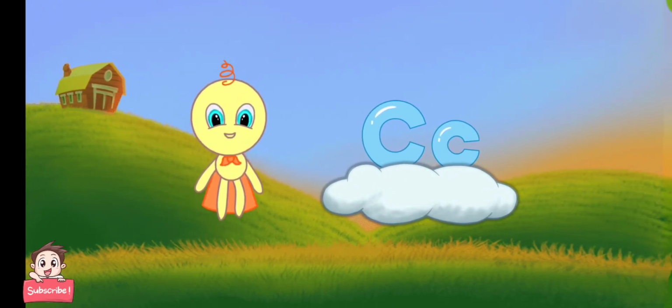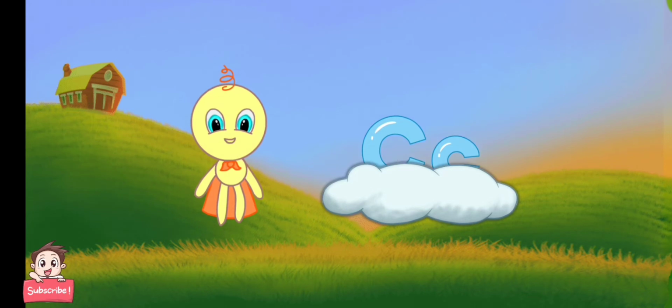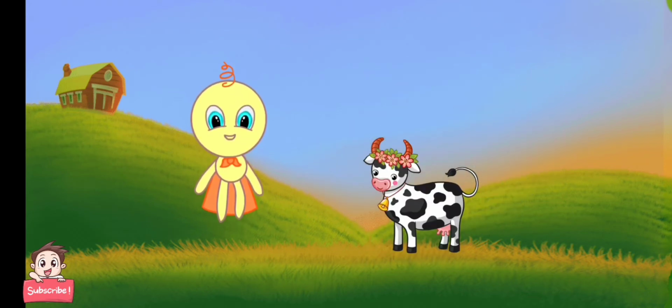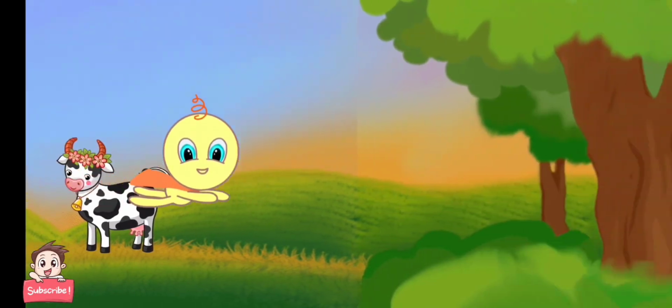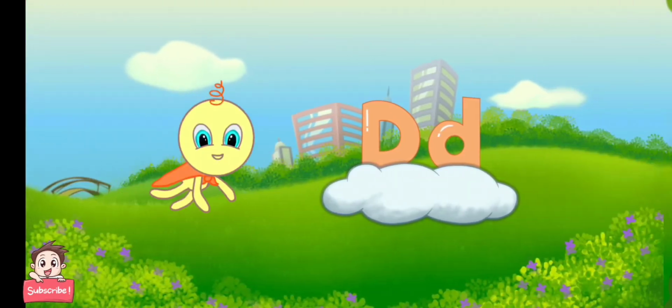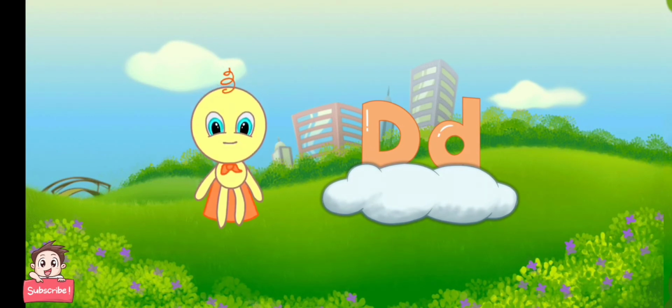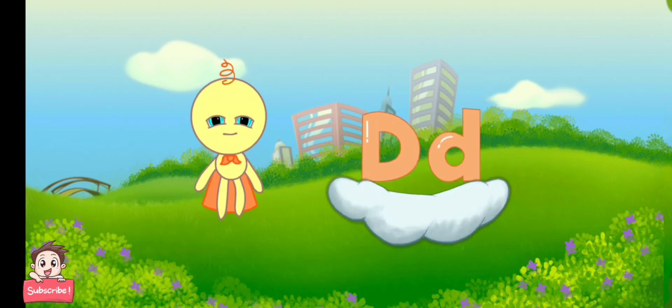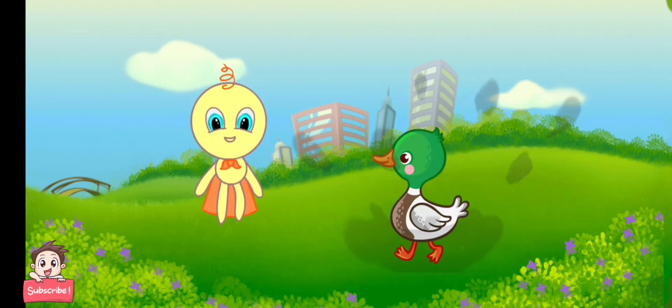This is my friend, C. Cow. This is my friend, D. Duck.